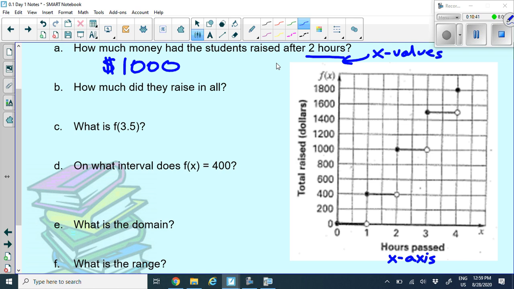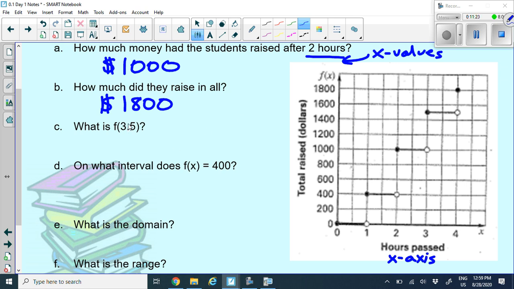Okay, so let's maybe talk about this, and this might be a little bit difficult. So after 4 hours, because that's the max they went and fundraised, if we look at the max amount of hours and go all the way to the amount of money they made, we can see there's a solid point, right? Solid circle. So that means this 1,800 is included. That represents that at the end of the 4 hours they fundraised, that's the max amount that they made. So it is $1,800. Okay? So I know it's like, oh, that seemed very simple. But you just have to realize and understand the graph, and then it'll become a little bit better.